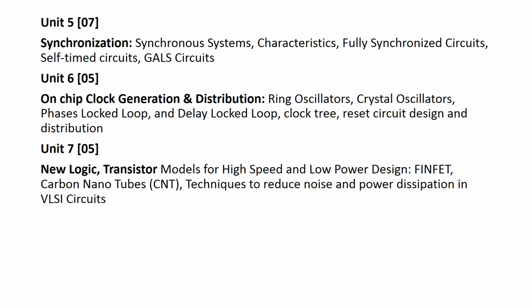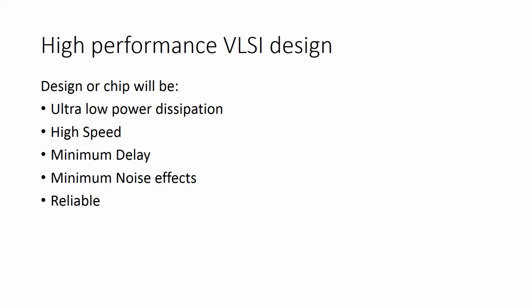In chapter 6, we will be discussing on-chip clock generation and distribution: ring oscillators, crystal oscillators, phase lock loop, delay lock loop, clock tree, reset circuit, design and distribution. Unit 7 will be discussing new logic, transistor models for high speed and low power design, FinFET, carbon nanotube, and techniques to reduce noise and power dissipation in VLSI circuits. So this is all about the syllabus.